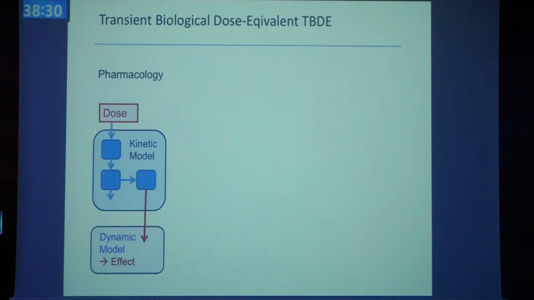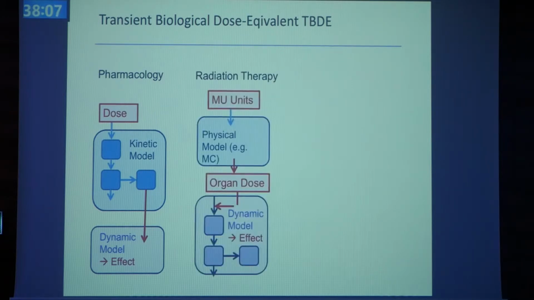What is the idea behind this concept? I come back to the dose concept. In pharmacology, you have a dose, an amount of drug. You have a kinetic model, which describes the distribution of a drug in the patient. And then you may have a pharmacodynamic model, which converts a plasma concentration or a concentration in the target compartment to a biological effect. In radiation therapy, it looks different. You have monitor units as a treatment machine output. Then you have a physical model which allows you to calculate an organ dose, and you may have a radiobiological model which converts an organ dose into a biological effect.